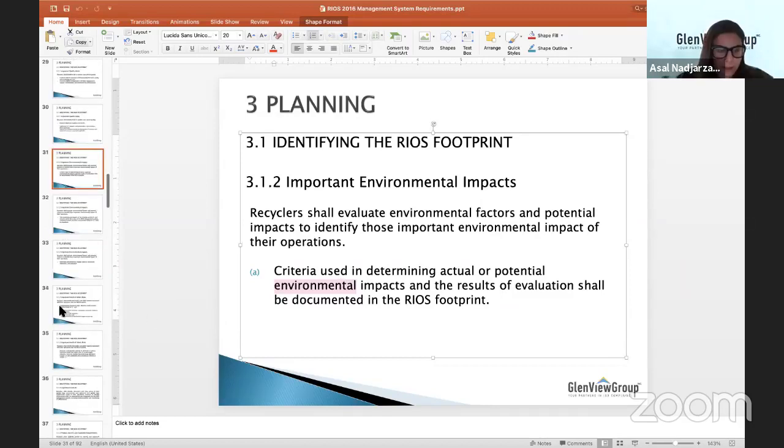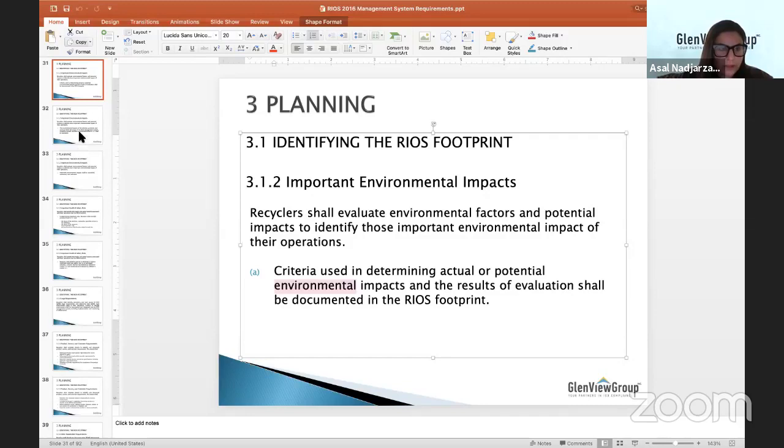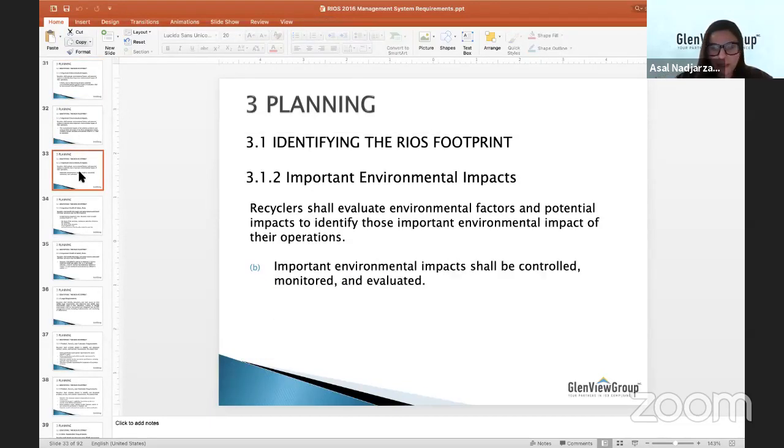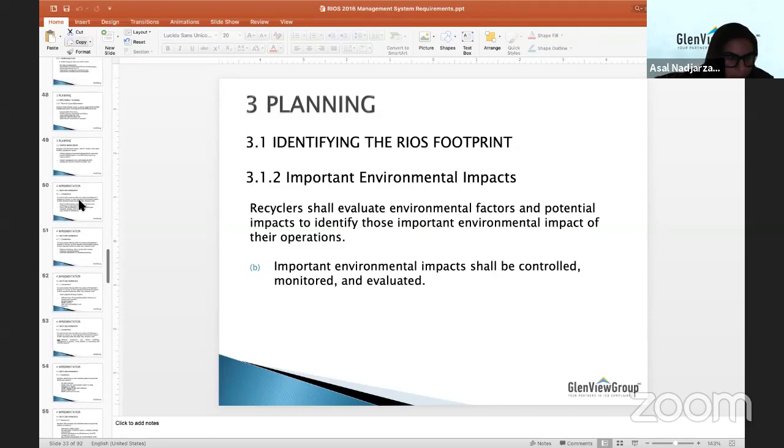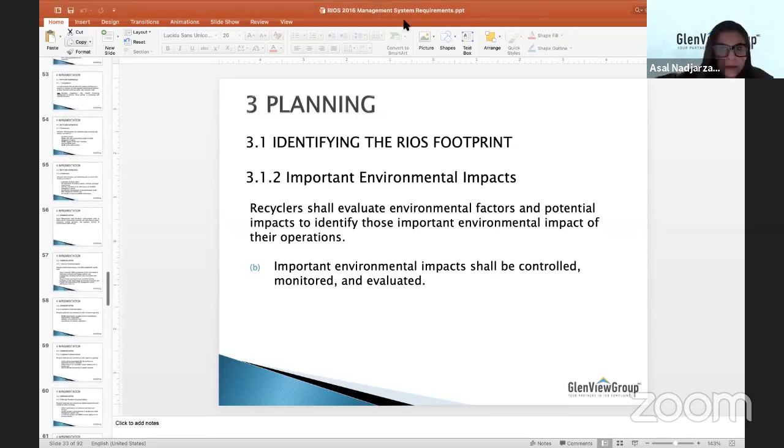Okay. Any closing thoughts with regards to identifying the environmental impacts? No. We're going to jump to 4.5 so that we can talk about the controls that are related to the environmental impacts.